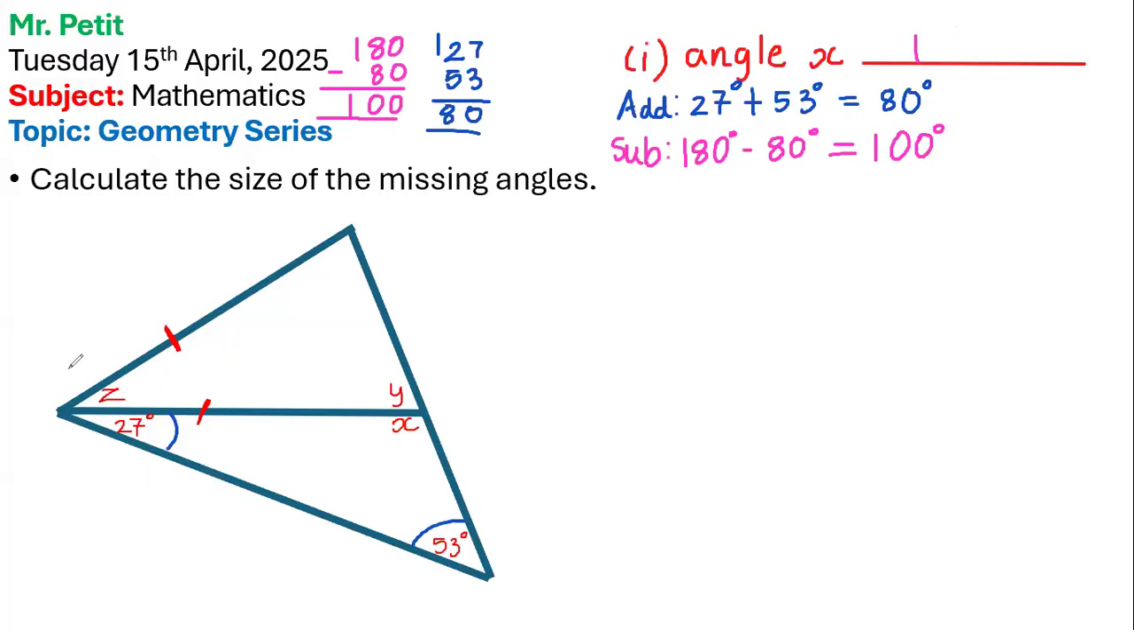X is equal to 100 degrees. And that's how we get 100 degrees. Again, the reason is because angles in a triangle add up to 180 degrees. So this right here is going to be 100 degrees. Does that make sense to y'all? Let me know if that makes sense, class.